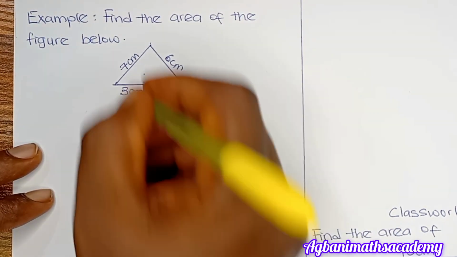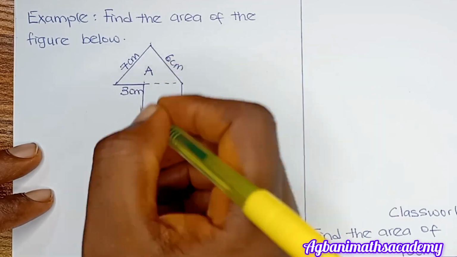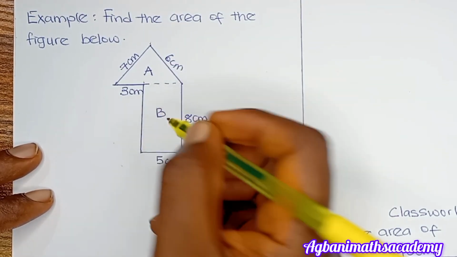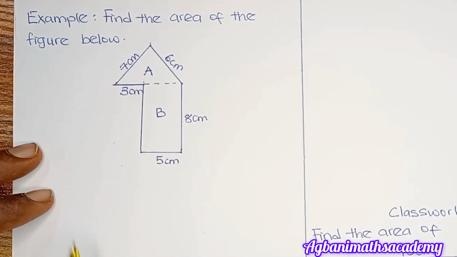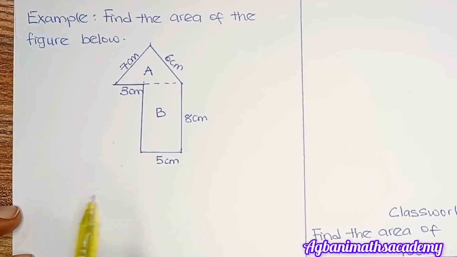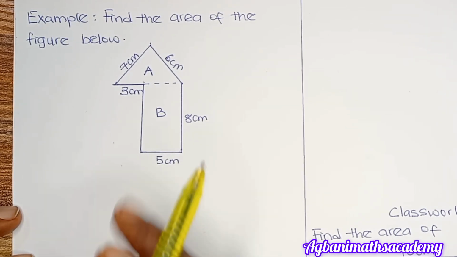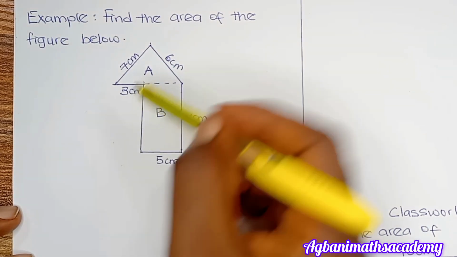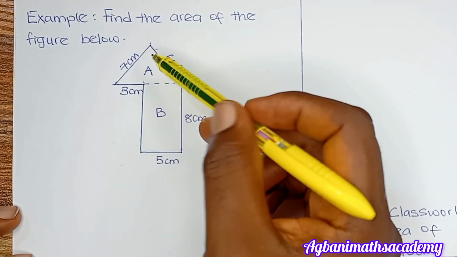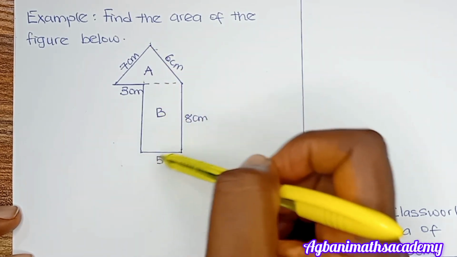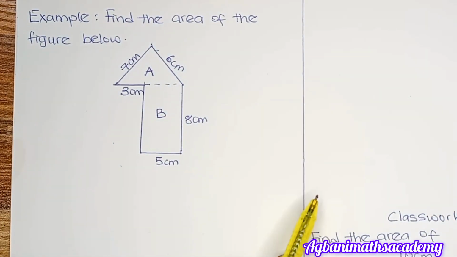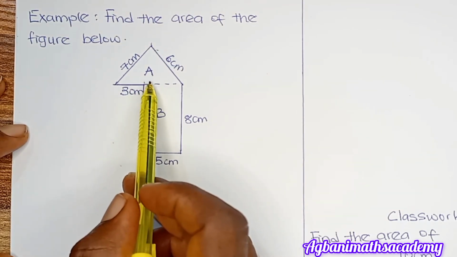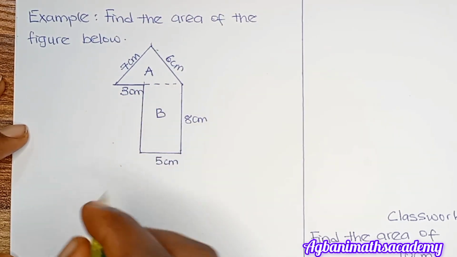If we do that, we have shape A and shape B. Shape A is a triangle and shape B is a rectangle. This means for us to find the area of the entire composite plane shape, we need to find the area of shape A and then the area of shape B, then we can add them together. So how do we calculate the area of shape A? Looking at this, let's draw the triangle.